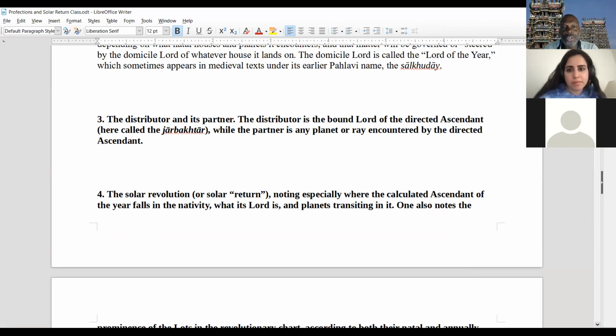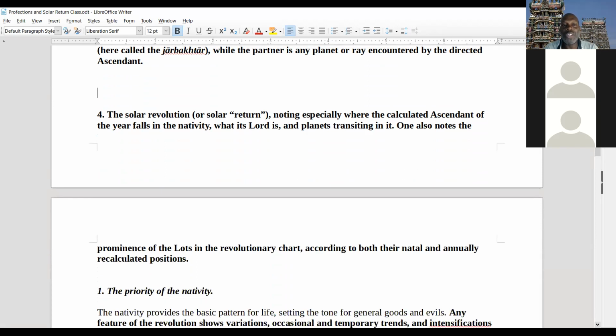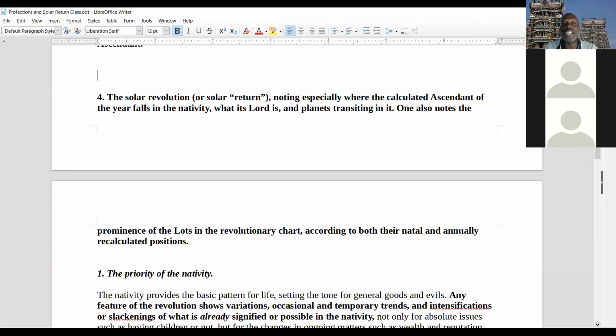The solar revolution or solar return, known especially where the calculated ascendant of the year falls in the nativity, what its lord is, the planets transiting in it. One also knows the prominence of the lots in the revolutionary chart, which you were just talking about, according to both their natal and annual. Alcabitius, please. But I really don't care. But Alcabitius is what I use. So if you can, please do.